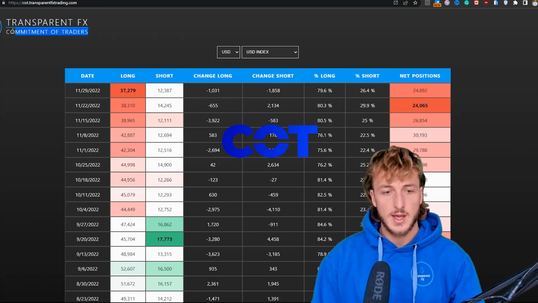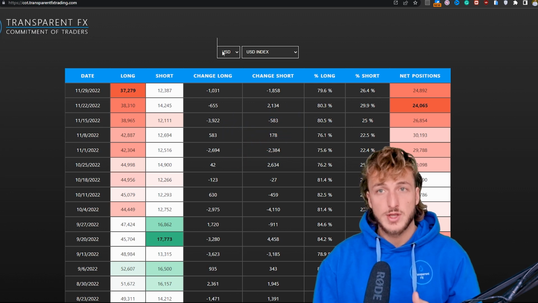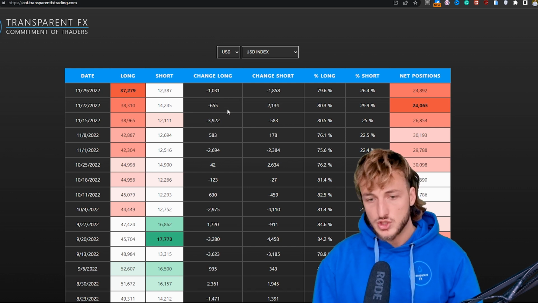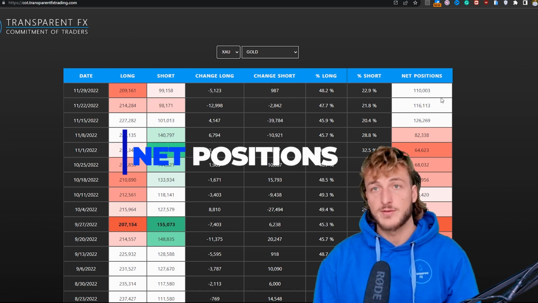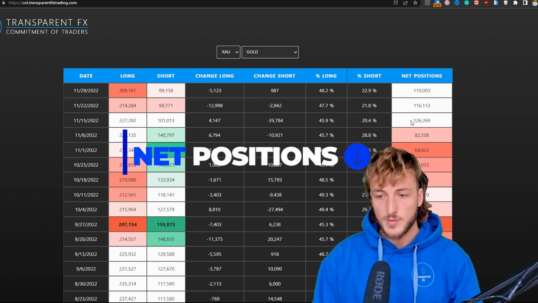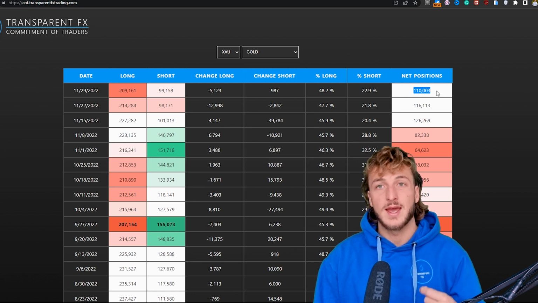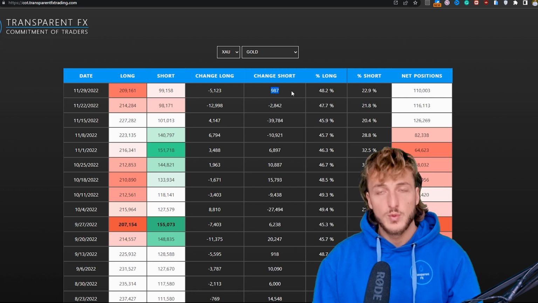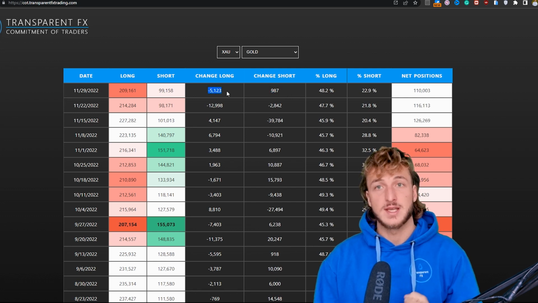Now, if we go and see what we have when it comes to the commitment of traders, so the COT data, which is what the non-commercials, so the biggest speculators in the market, are doing, and we check the data for gold, we can see how with the last reports, net positions have been decreasing. We went from having 126k net positions, we're now sitting at 110k net positions, with almost 1,000 shorts added with the last report and 5,000 longs getting closed.